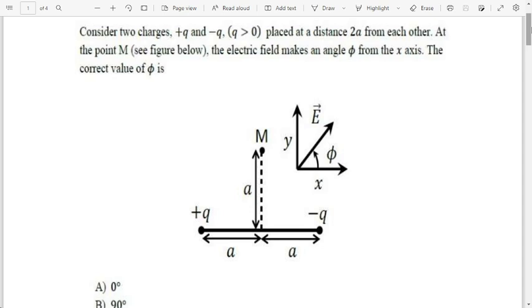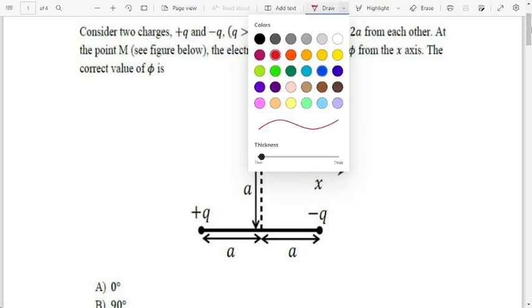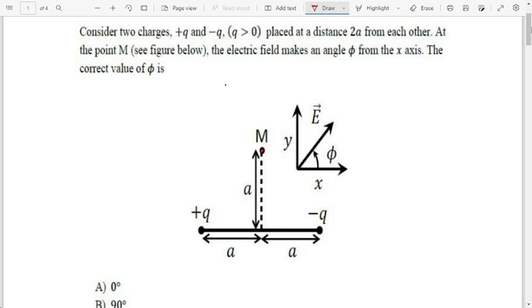We just have to find the direction of the electric field at a point which lies at a distance of a from the center of the two charges. That means on the perpendicular bisector, at this point M.